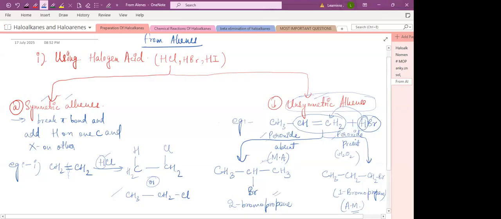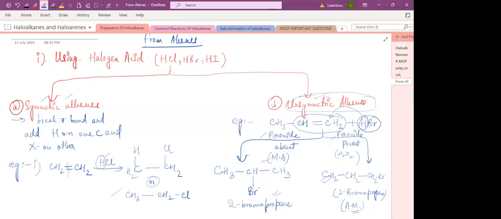Okay, similarly when the peroxide is present, then your major product is the anti-Markovnikov rule product, right? But somehow there is a very small yield of 2-bromopropane also, and that is your minor product. Okay, both products are formed, but your major product is this, and the minor product is your 2-bromopropane, right? In the second case, when the peroxide is present.